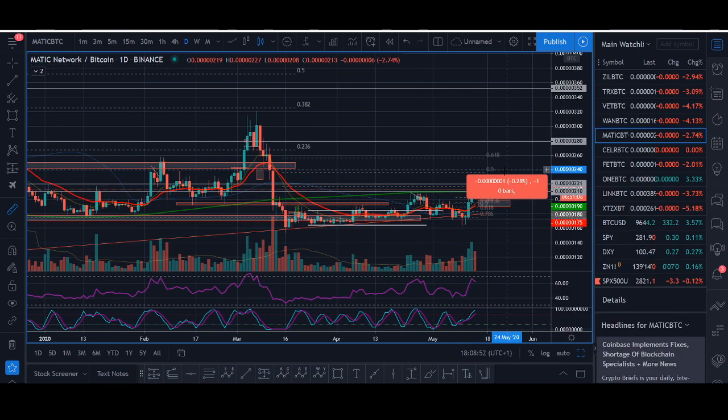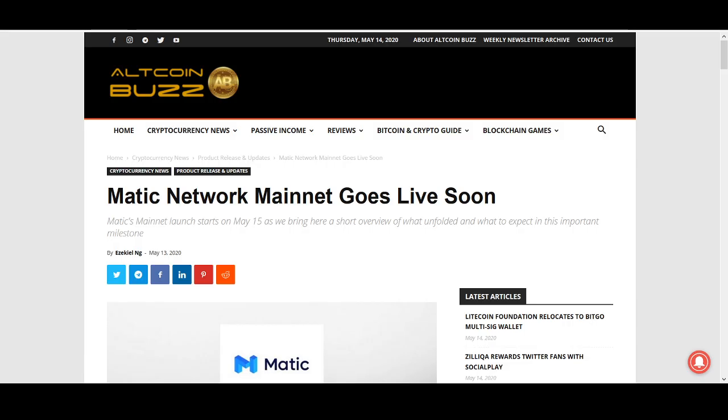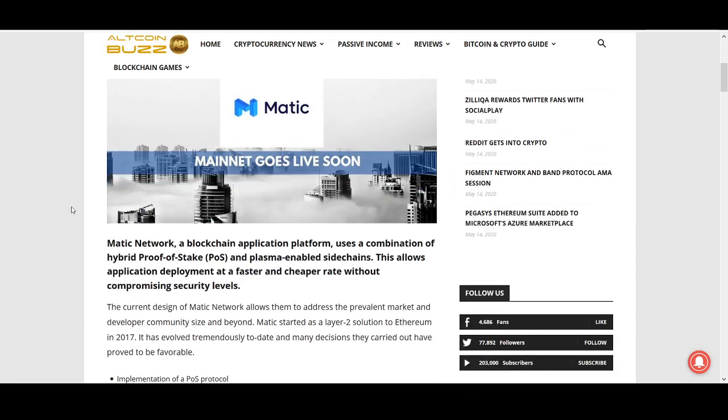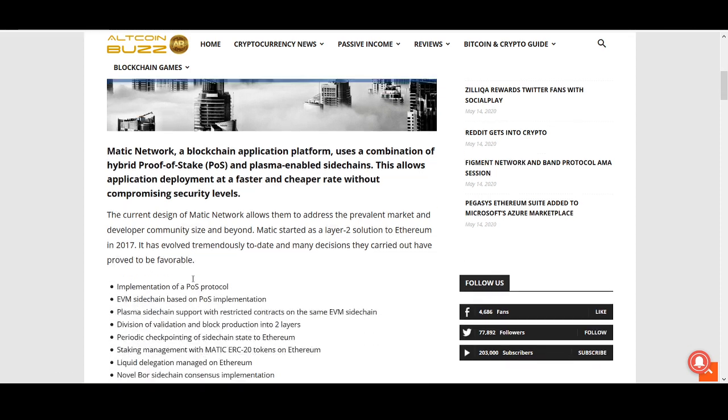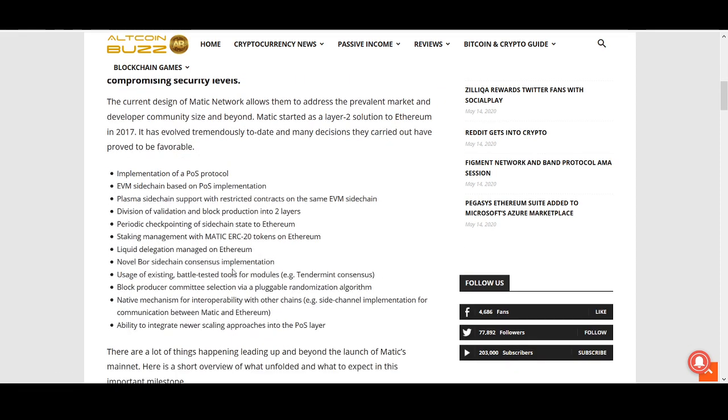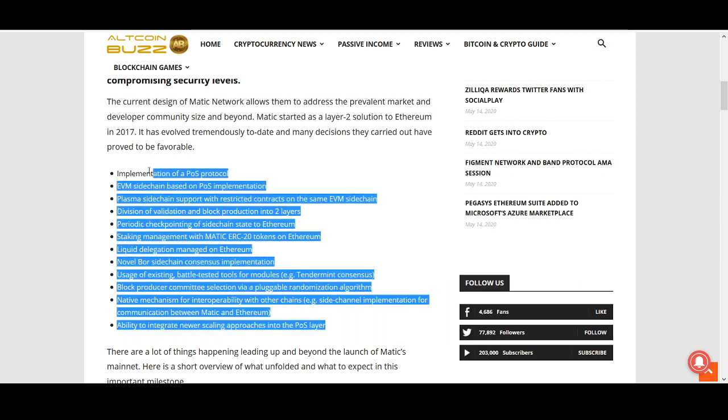So let's have a look at the news. The mainnet launch goes live soon. It starts on the 15th of May, so I'll talk about that in detail. But I highly recommend, if you're interested in Matic from a long-term point of view, read all of this. I'm not going to waste your time reading all of that.